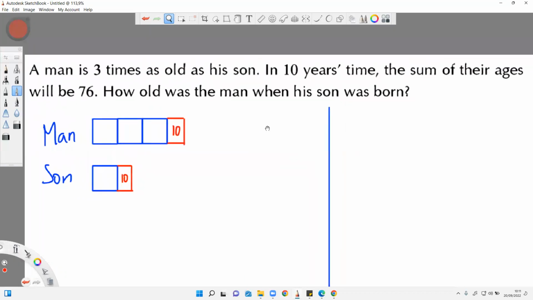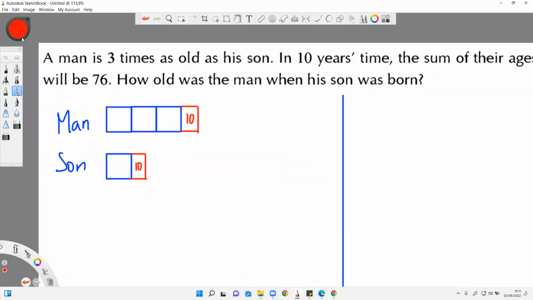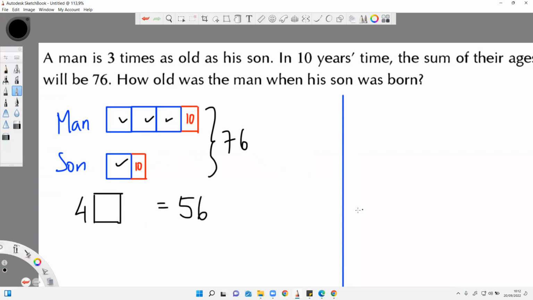The sum of their ages will be 76. So the total is 76. The total of their ages is 76. So how do you do this model? You have to subtract by 20 to get 4 bars, or 4 squares. So 4 squares will equal 56. Get the idea, guys? Subtract by 10 twice to get the total of 4 squares.